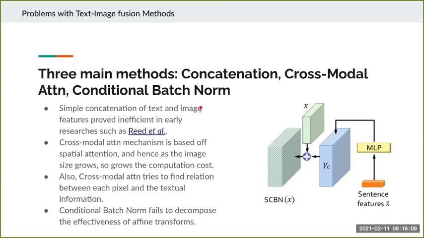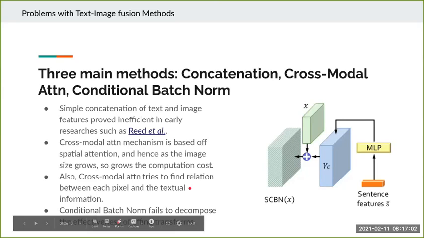So simple concatenation of text and images is something that didn't work. And this is the work that I was talking about, that this was the initial work, not StackGAN, in text to image synthesis. This approach also uses what StackGAN uses, basically concatenating the textual information with the noise. We have talked about cross-modal attention as well. The problem is that as the size grows, so does the computation cost. And one more problem with cross-modal attention is that we generally don't associate the textual information, because the text is going to be somewhat like 100 words, 200 words at maximum, not even that long, because then we want the encoder to finally get a feature vector of something like 256 or maybe 128 size.